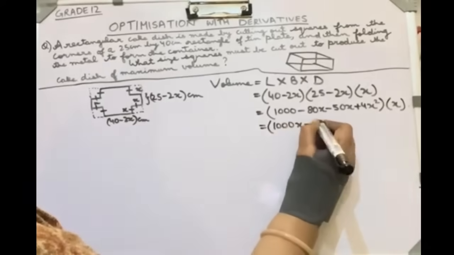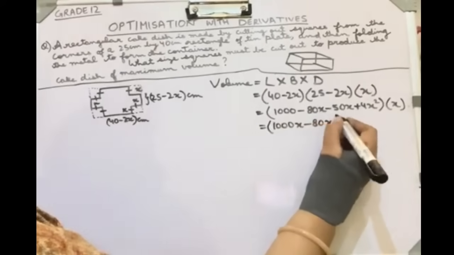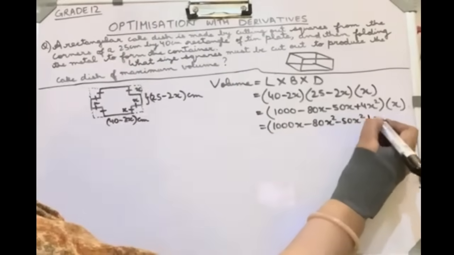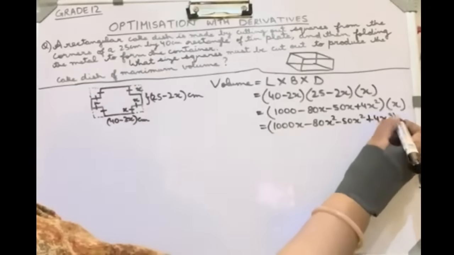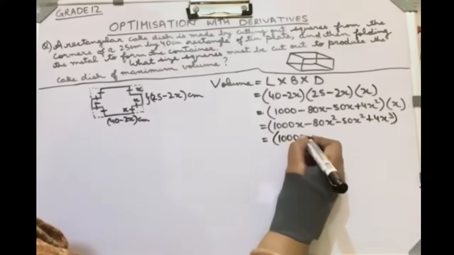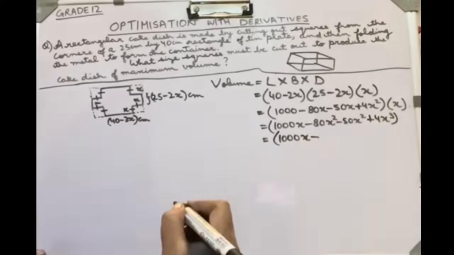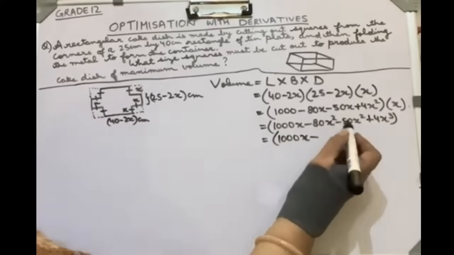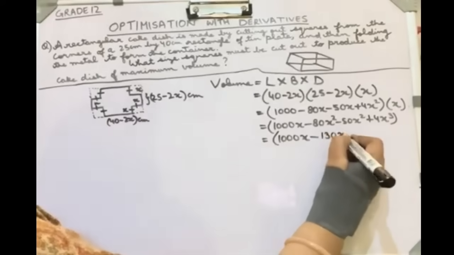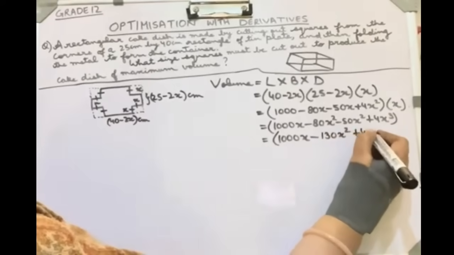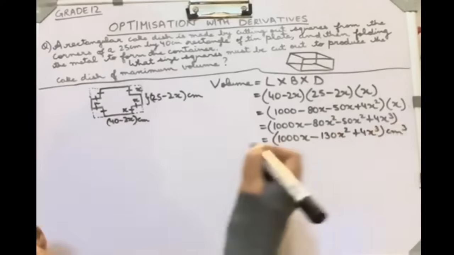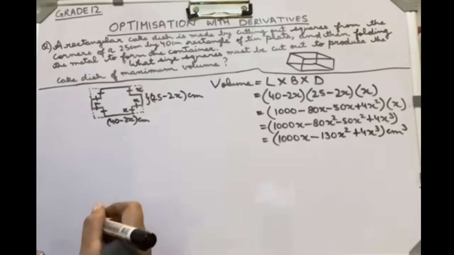Now simplifying further, we get 1000x minus 80x squared minus 50x squared plus 4x cubed. Now we again simplify it further. So 1000x minus, 80 plus 50 is 130x squared, plus 4x cubed, cm cubed, the unit of volume.